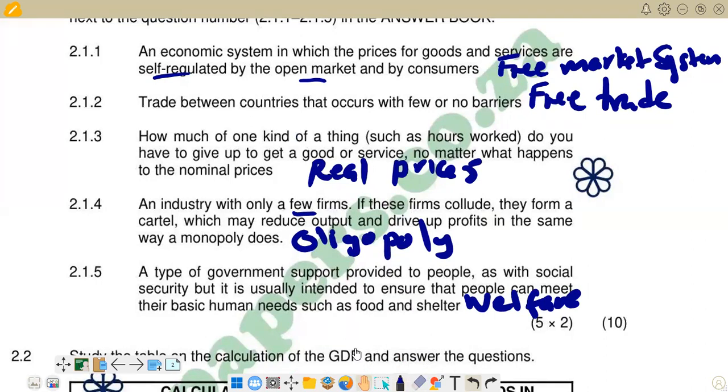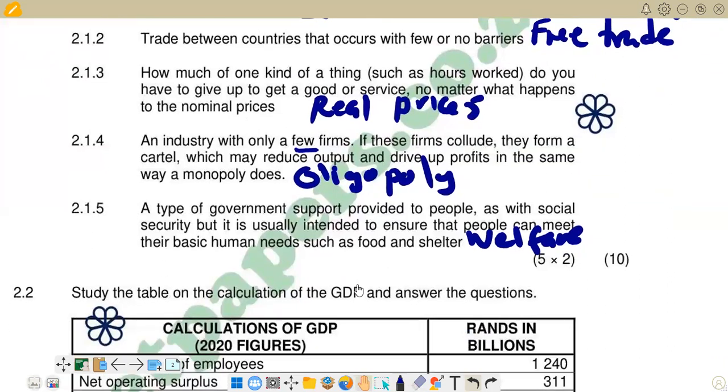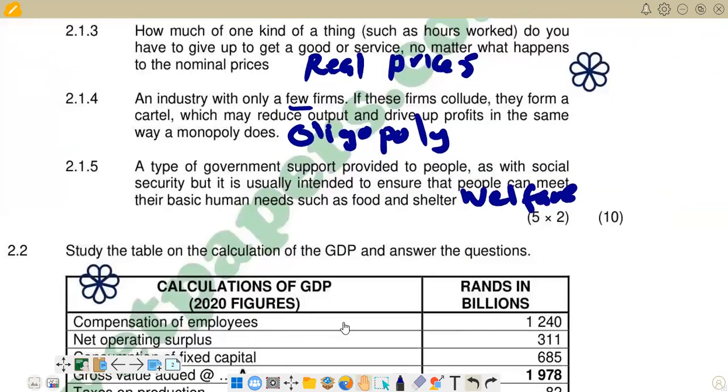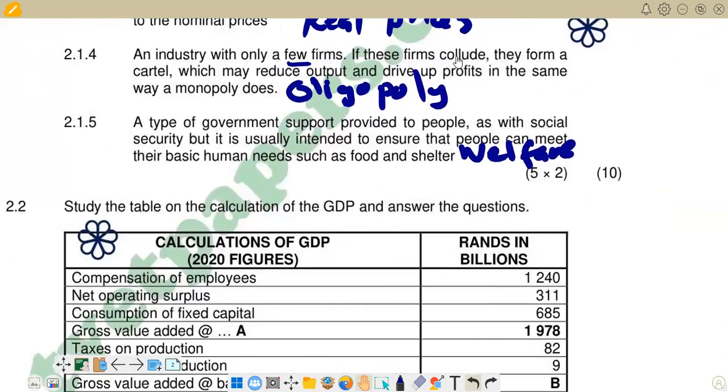Now we move on to the next question, which is 2.2. On 2.2, we are given a table.